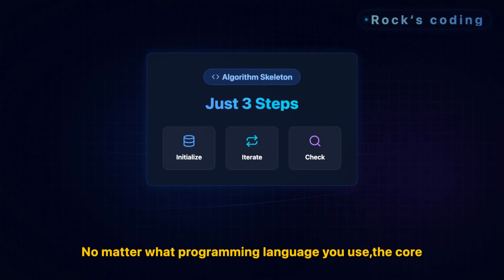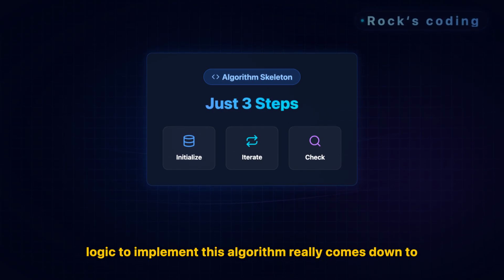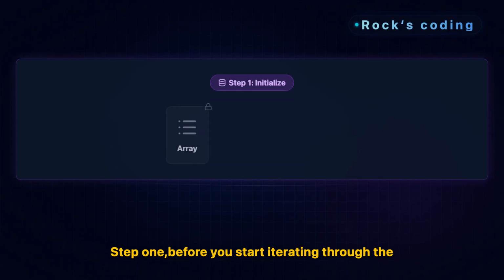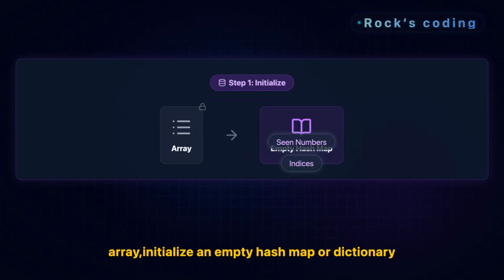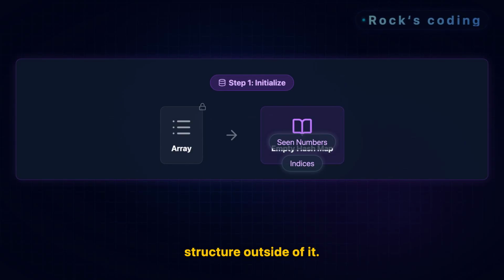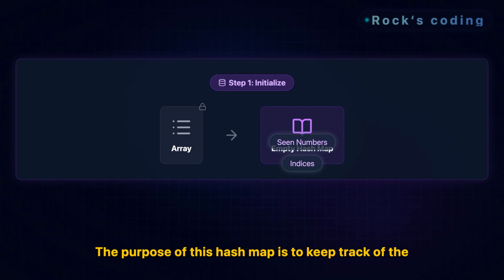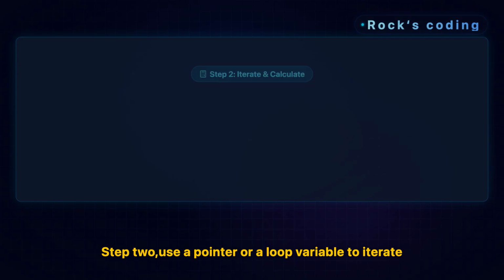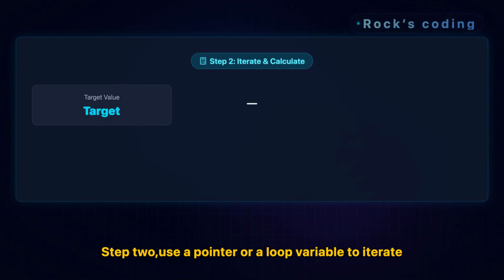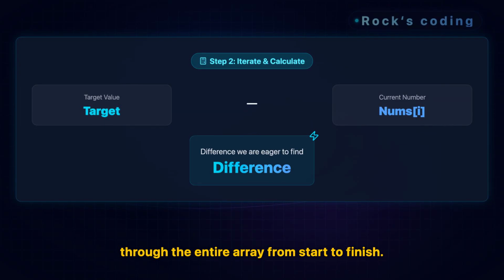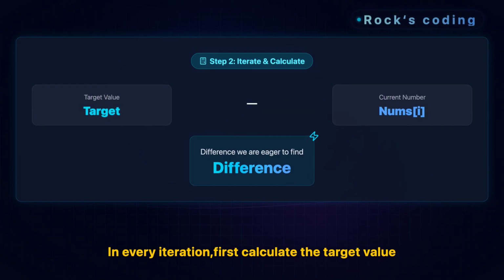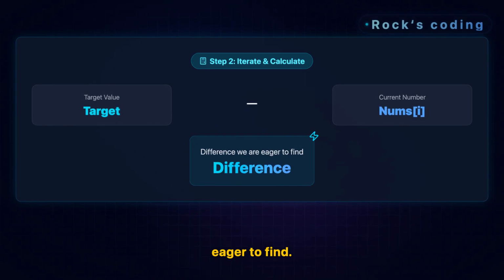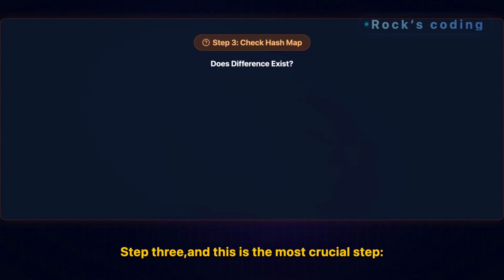That walkthrough we just did is actually the core skeleton for writing our code. No matter what programming language you use, the core logic to implement this algorithm really comes down to just 3 steps. Step 1. Before you start iterating through the array, initialize an empty hash map or dictionary structure outside of it. The purpose of this hash map is to keep track of the numbers we've already seen and their corresponding indices.